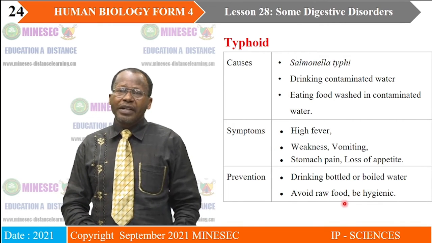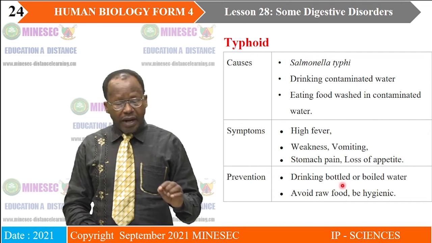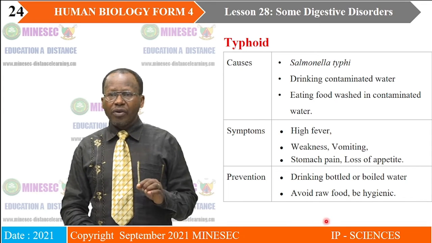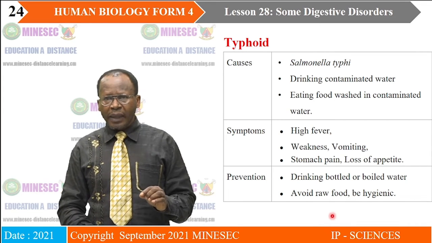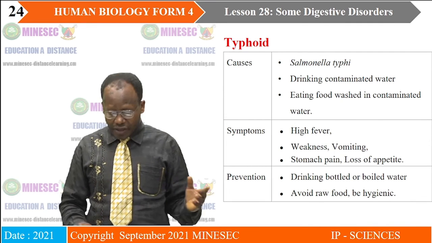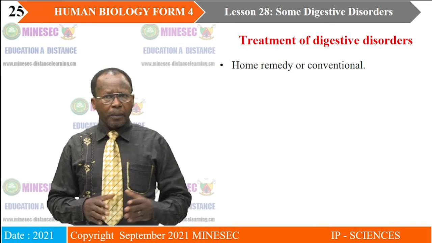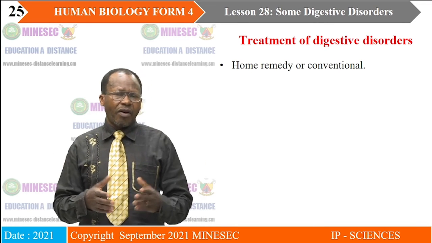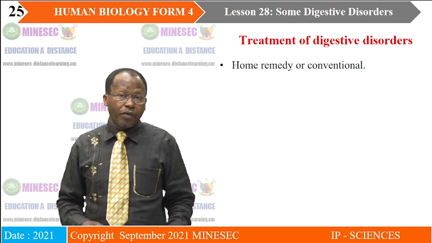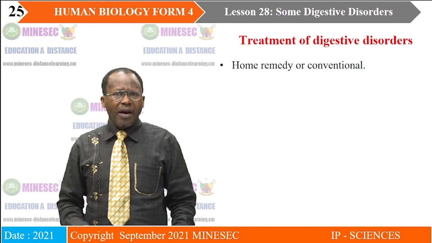But how do you prevent it? You drink water that is treated. Even at home, you boil it and filter and let it cool before you drink. And also, you avoid eating raw foods, because raw foods are unhygienic and they can actually contain this bacteria and much more. Also, if you have any of these digestive disorders, or even some that we have not mentioned, because this list is not exhaustive, what can you do? How can you treat it?